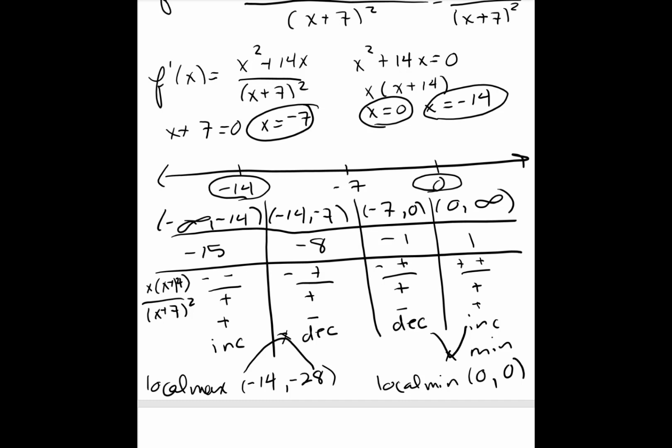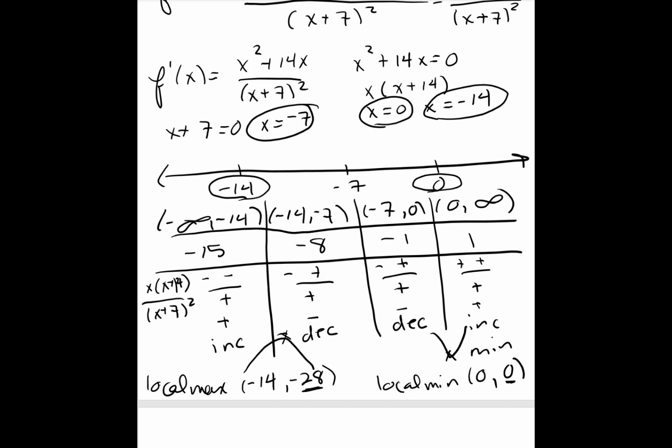Now this is interesting and important for you to see. Do you see the y value negative 28 and this y value of 0? Negative 28 is smaller than 0, but that doesn't mean it has to be the min, not the max. See how it's kind of backwards thinking there?